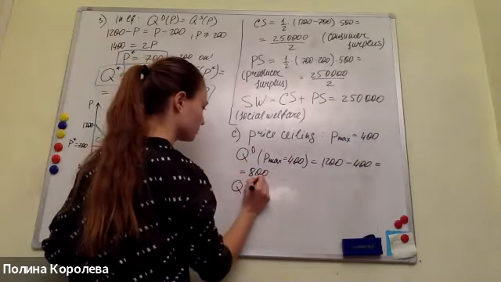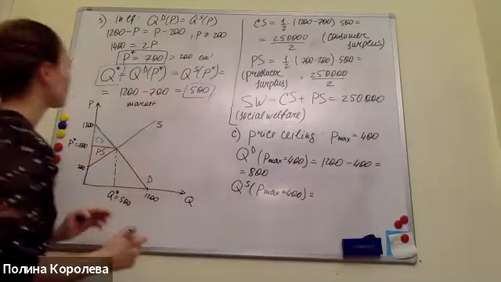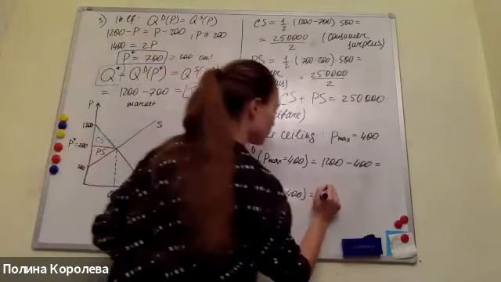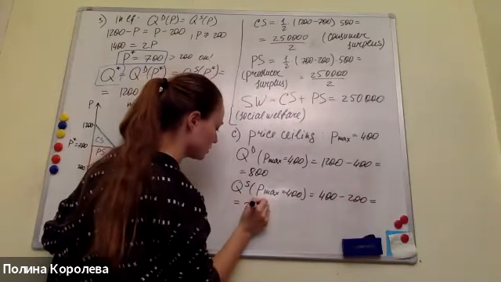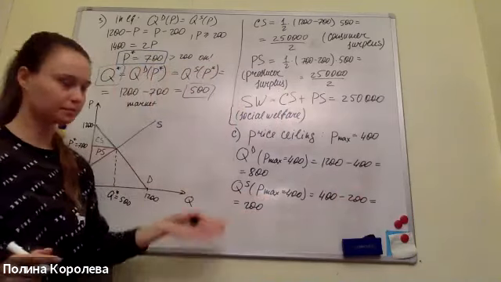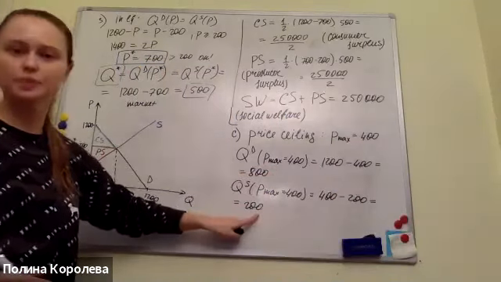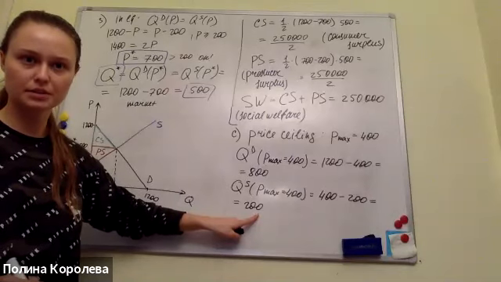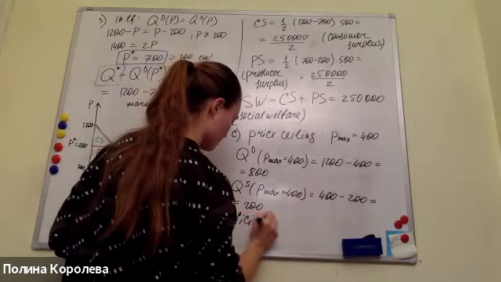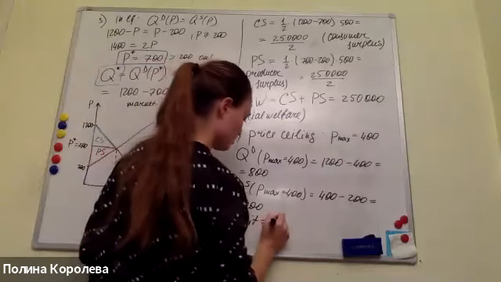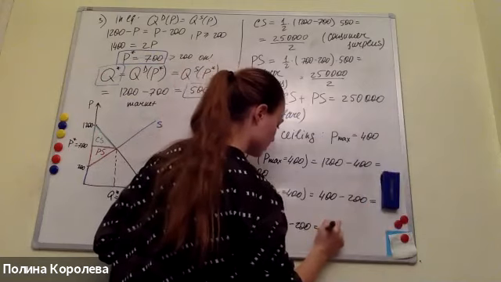What about sellers? 400 minus 200. Only 200 units our sellers want to sell. So we see that quantity demanded is bigger than quantity supplied. So we will have a deficit, like in the USSR. The deficit will be how much? 800 minus 200. 600.